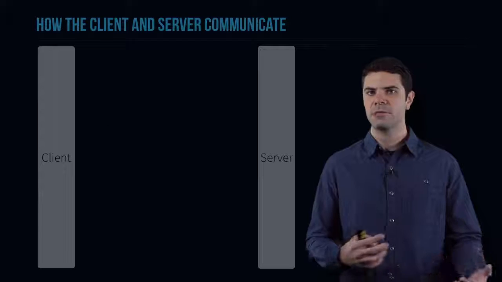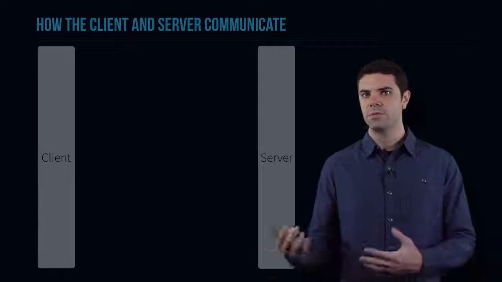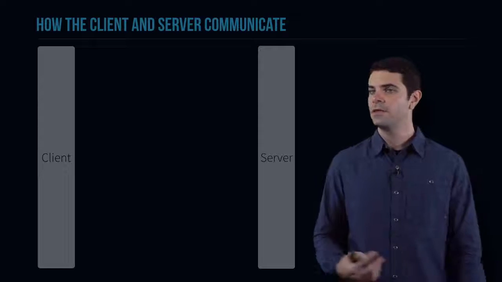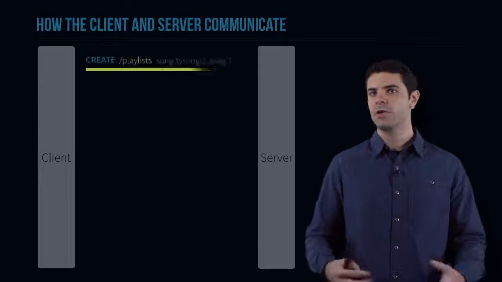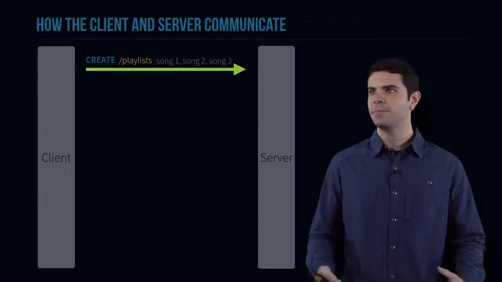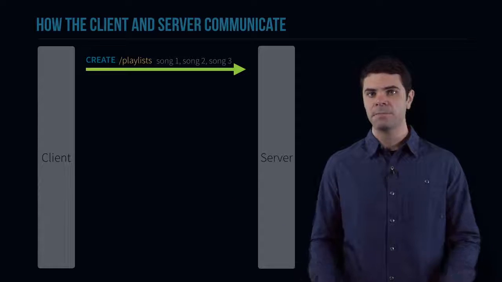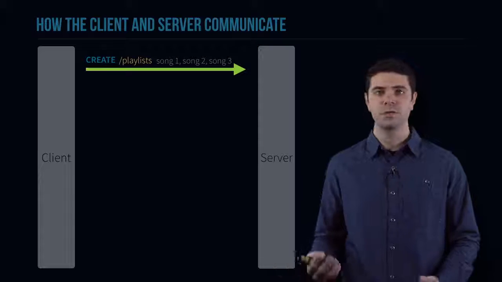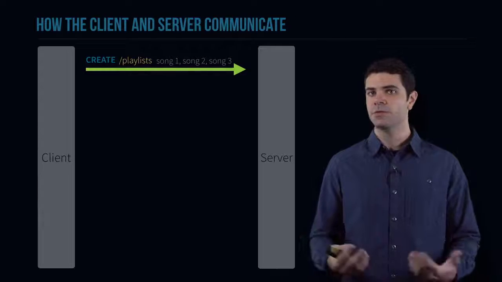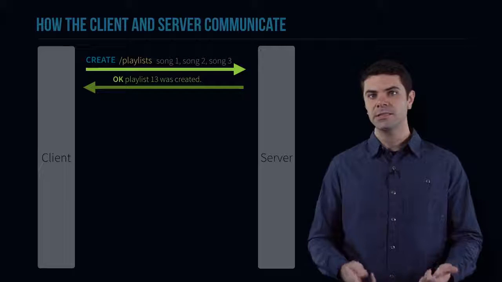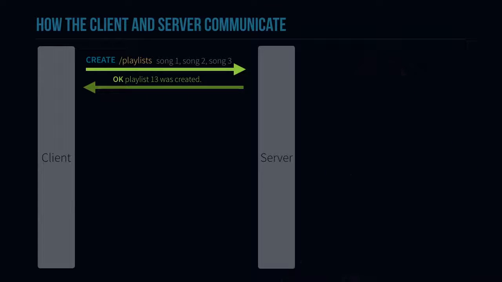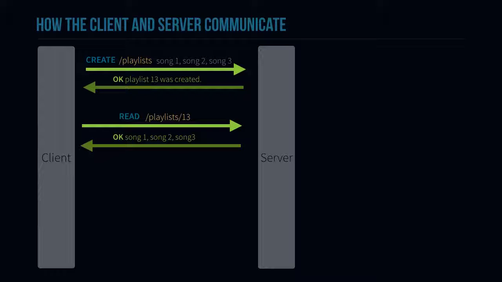Let's explore a little bit how the communication might happen back and forth between the web API and its different clients. In this example, we have a client that first creates a playlist. That communication might be something like a create command to a specific thing, in this case, playlist, passing a couple of arguments, song 1, song 2, and song 3. We get a response back from the server that says, okay, here's a playlist that you've created and it's called playlist 13. Then later, if we want to read the playlist, we can issue commands like read playlist 13. Then the server responds with, okay, songs 1, 2, and 3 belong to that playlist.